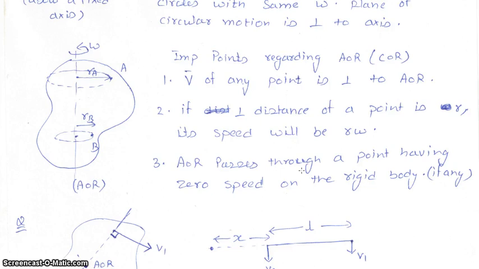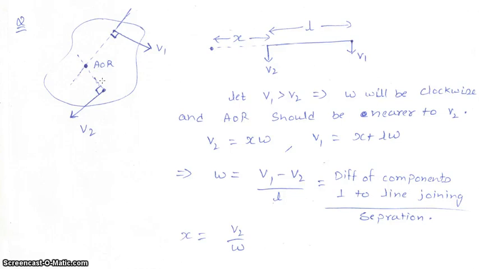And axis of rotation, AOR, passes through a point having 0 speed on the rigid body, if any. That means axis of rotation may or may not lie on the body. In this diagram there are 2 points 1 and 2 whose velocities are shown to us, and we have to find the axis of rotation of the body. So what I did, I draw the perpendicular on these velocity vectors, and where the perpendiculars intersect, at that point the axis of rotation will be.